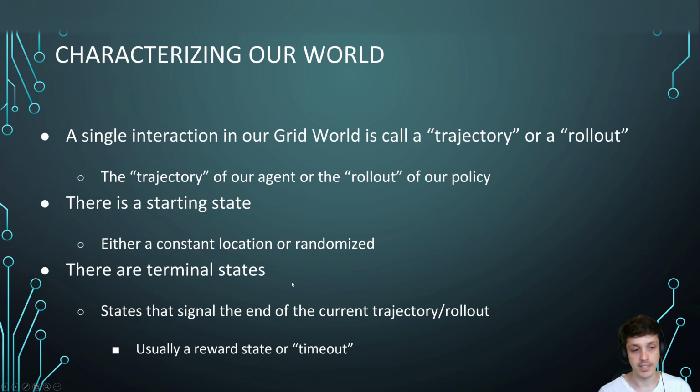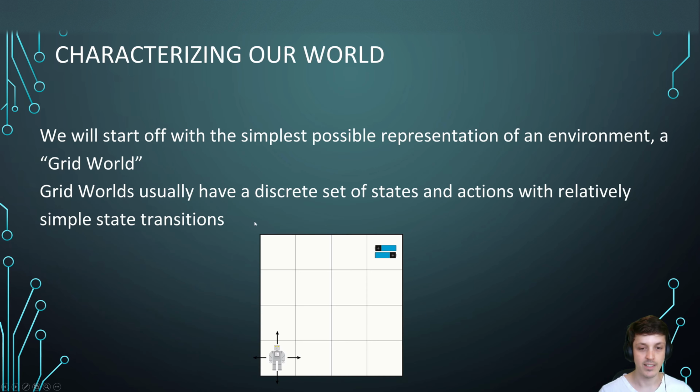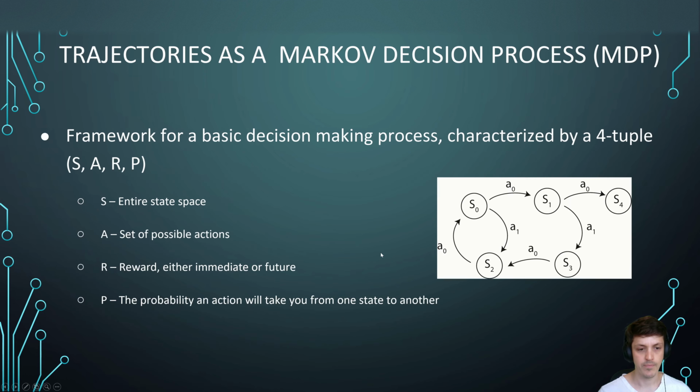And there's also terminal states. So terminal states signal the end of our trajectory, right? That's usually a reward state, or it could also be a timeout state. So you can define a maximum number of steps that your agent can take in a single trajectory. You usually want to define some end point. You don't want it to be going forever. In our case, we're going to have a timeout as well. We'll define that, but also our reward state here will also be a terminal state. So if it ever reaches this reward state, the trajectory will end.